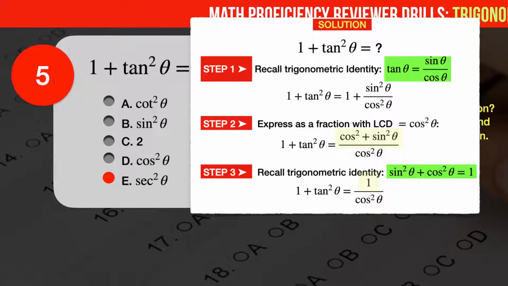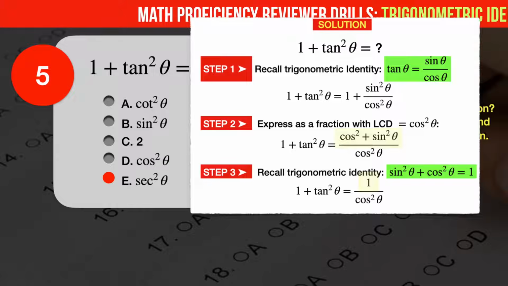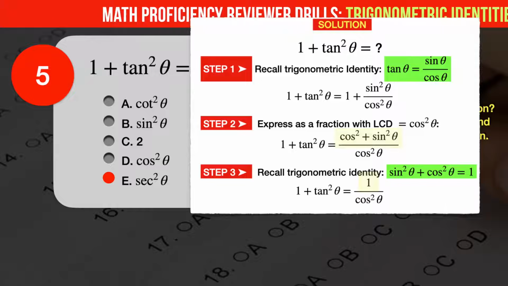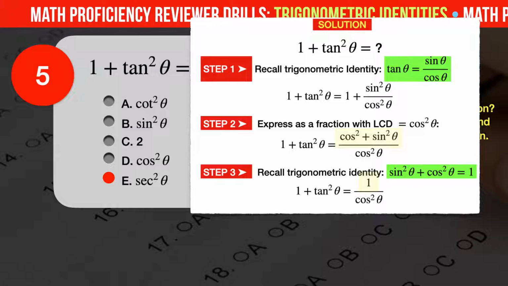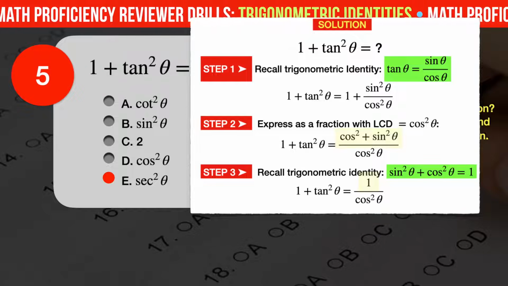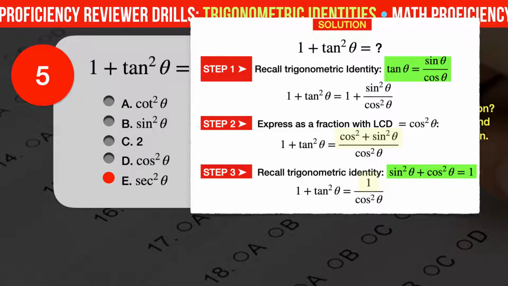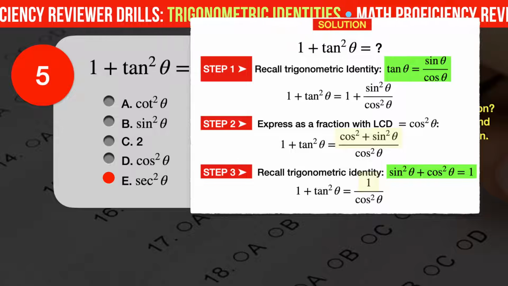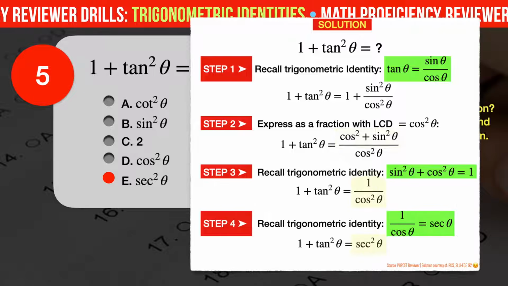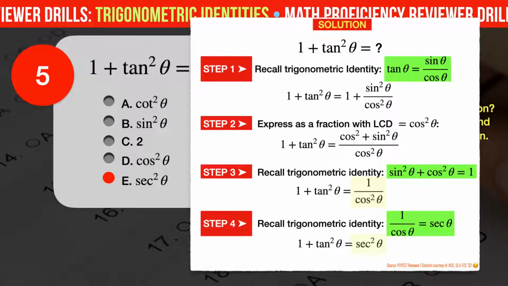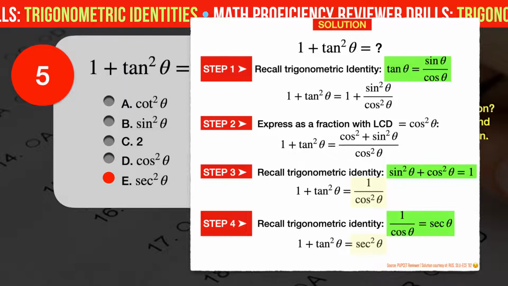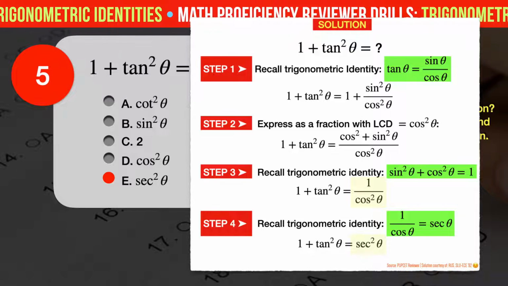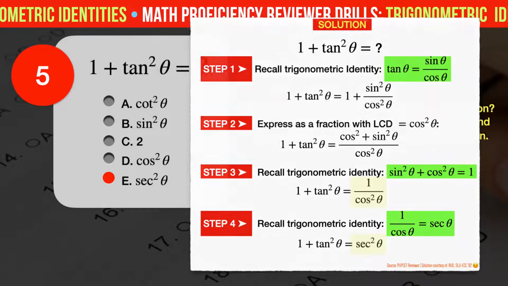Again, recall from trigonometric identities that sine squared theta plus cosine squared theta is equal to 1. This is known as a Pythagorean trigonometric identity because it is based on the Pythagorean formula. Therefore, our expression can now be expressed as 1 over cosine squared theta. Finally, recall again that 1 over cosine theta equals secant theta. Therefore, 1 over cosine squared theta must be equal to secant squared theta.